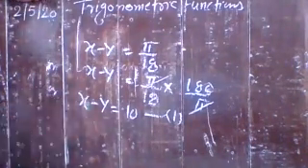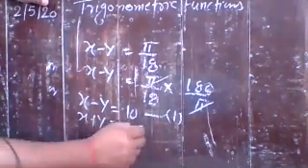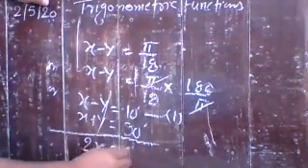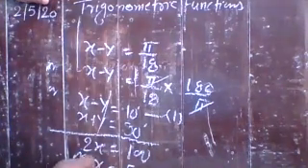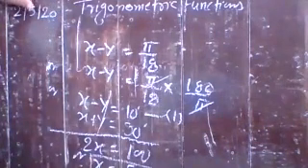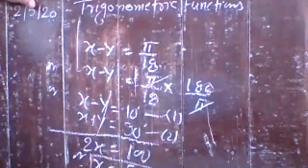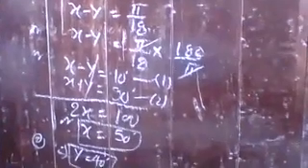And here the triangle is a right triangle, so you can say x plus y is equal to 90 degrees. Adding, y is cancelled. 2x is equal to 100, so x is equal to 50 degrees. So the value of x is 50. Put it in the second equation, and you get y is equal to 40 degrees. So the angles are 50 degrees and 40 degrees. In this way, you can solve it.